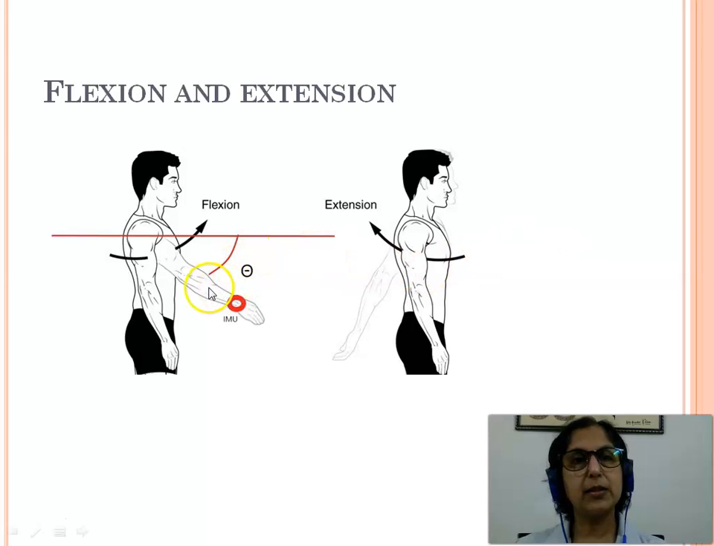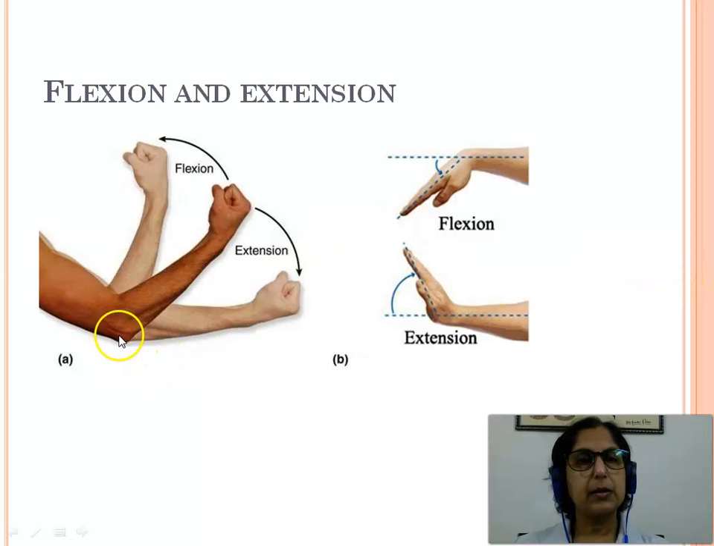So what we see here is flexion of the shoulder joint, and this here is extension of the shoulder joint. This is the elbow joint showing us flexion or bending and extension or straightening. We also see a wrist joint here, wherein we see flexion and extension.